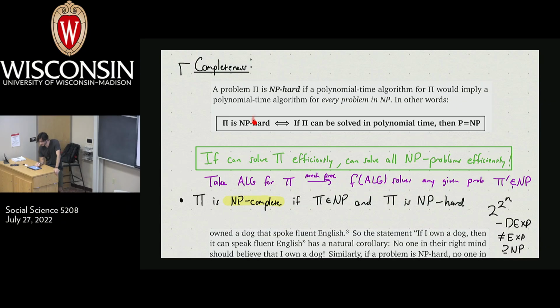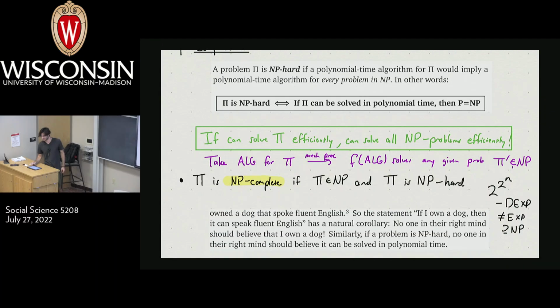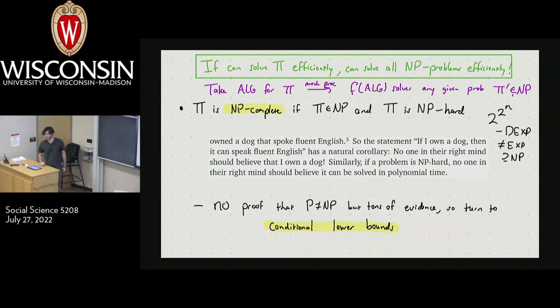You can define this idea for any class. So you could define something called P-hard, which just says if you can solve this fast, then you can solve everything in P fast. That's trivially, P-hard is just all of P, right? Then you can't solve NP problems in polynomial time? Yeah, we don't think so. So that's the next step. Yeah, this is a way of proving things are not solvable.